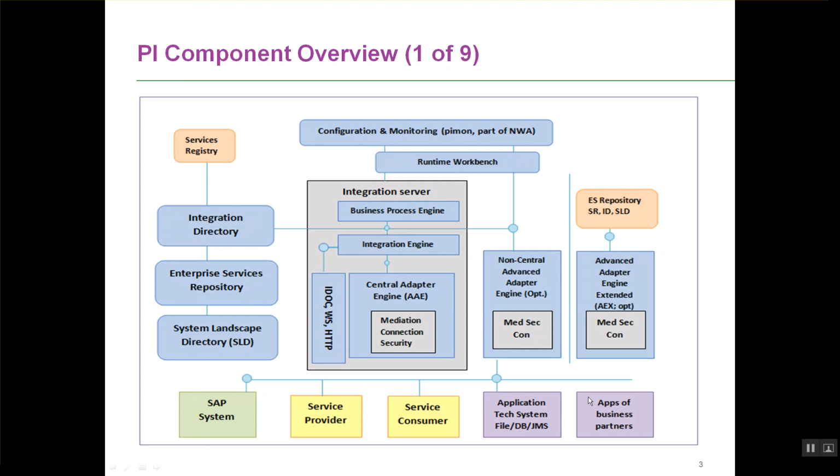And finally, if you look at the bottom of the screen, you have an SAP system, you have a service provider, you have service consumers. These are the various types of applications that PI can connect to. And that connectivity happens via either the integration engine or the adapter engine. So PI can connect to an SAP system, it can connect to a third party system, it could be a web service provider, it could be a web service consumer, it could connect to a file system, a database system, a JMS, and so on.